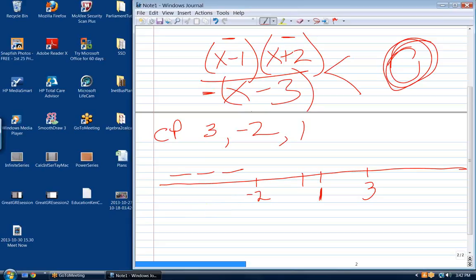Let's try numbers between -2 and 3, or excuse me, between -2 and 1. 0 is the easiest one to try. What do we get when we plug in 0 for x? Okay, you get negative, positive, negative. Which turns into a what?